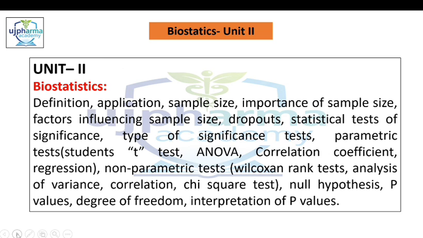of sample size, factors influencing the sample size, dropouts, statistical test of significance. There are two types of statistical test of significance. One is the parametric test and another is the non-parametric test. The first one, the parametric test, includes the student t test and ANOVA test. ANOVA contains two types, one way ANOVA and two way ANOVA.